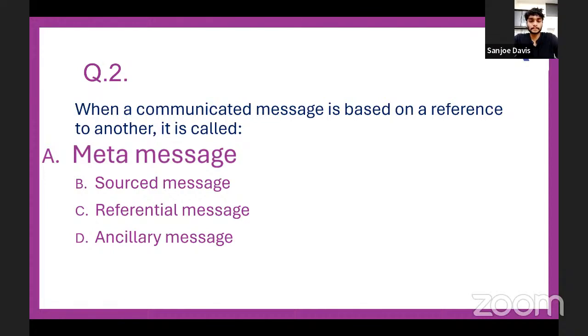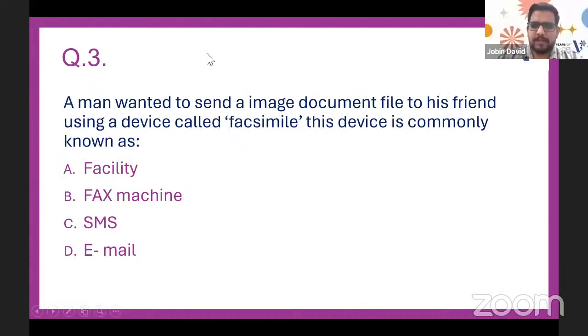Yeah, sir. So the next one: a man wanted to send an image document file to his friend using a device called facsimile. It is pronounced facsimile. This device is commonly known as what? Is it facility? Obviously it won't be facility, I made that option facility. Then it is fax machine, then SMS, and then email. What do you think of sending an image document file? If you have an idea, what do you think of that?